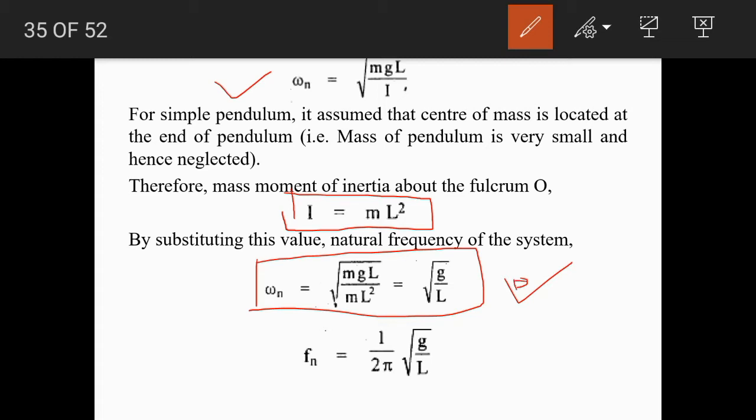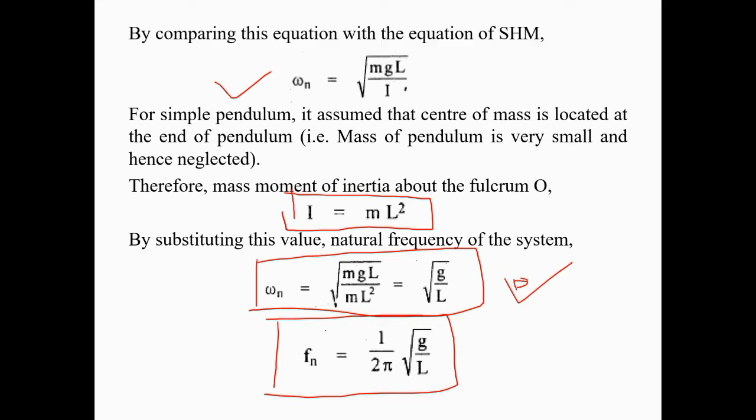Now frequency in hertz is nothing but omega n divided by twice pi. So frequency in hertz, f n, could be given by 1 divided by twice pi, square root of g by L hertz. Okay, so here we have derived the equation of motion and we have got the expression of natural frequency by using D'Alembert's principle, that is one of the FBD methods or equilibrium method.